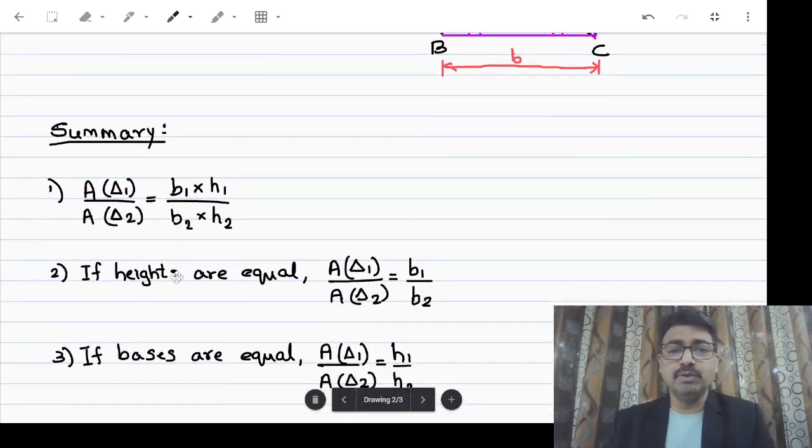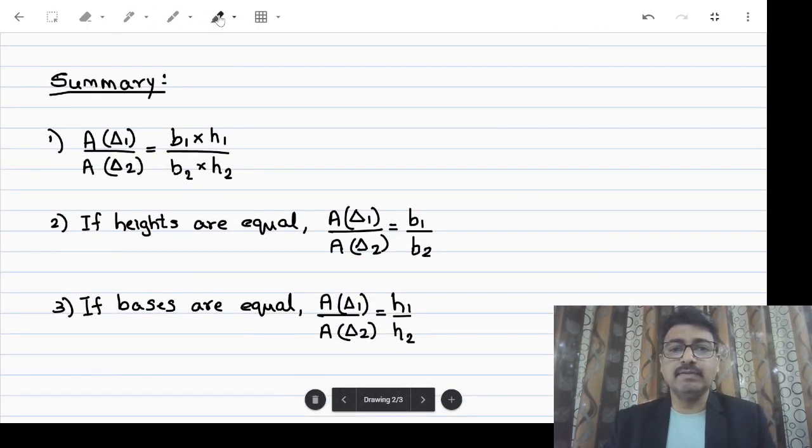So what have we learned in this particular video? We have learned three important things. We have learned that for any two triangles, the ratio of their areas is equal to the ratio of products of their bases with their corresponding heights. How to find the corresponding height for a given base of a triangle? We have learned this in your earlier videos. Please refer to the video to understand the relation between different bases and their corresponding heights.